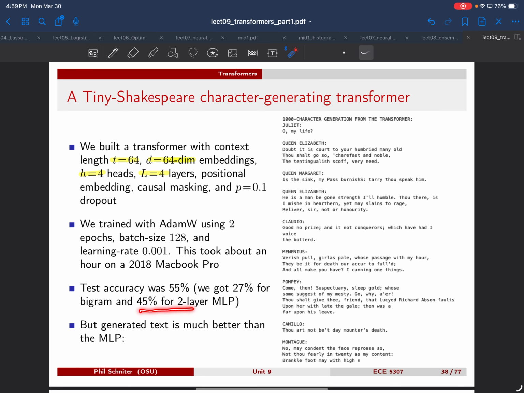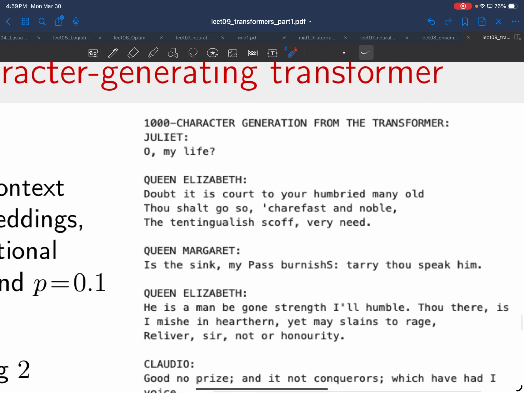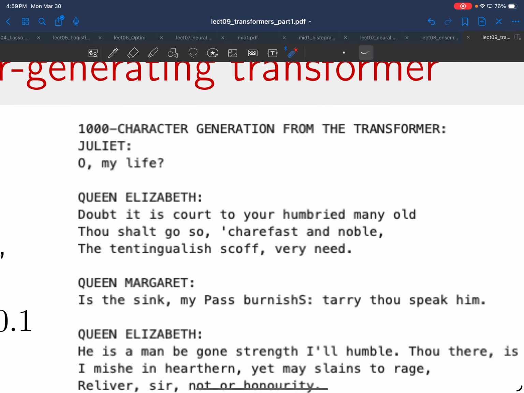And if you remember, the MLP gave us 45% and the bigram gave us 27%. But even though it's maybe not a huge jump in terms of test accuracy, the generated result is actually much better. So what you see is the overall structure where there's the actor, colon, new line. In this case, it's giving all capitals because a lot of the data set is capitals for the actors' names. And then you have actual words. Sometimes they're kind of strange words. I don't know if this is a Shakespeare word or if this is a made-up word.